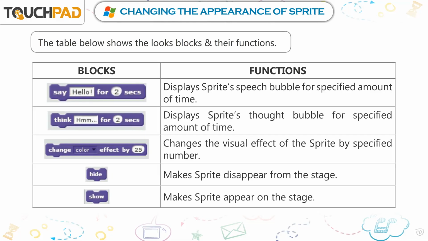Blocks. Say hello for 2 seconds. Functions. Display sprite's speech bubble for specified amount of time. Think for 2 seconds. Displays sprite's thought bubble for specified amount of time. Change color effect by 25. Changes the visual effect of the sprite by specified number. Hide. Make sprite disappear from the stage. Show. Make sprite appear on the stage.